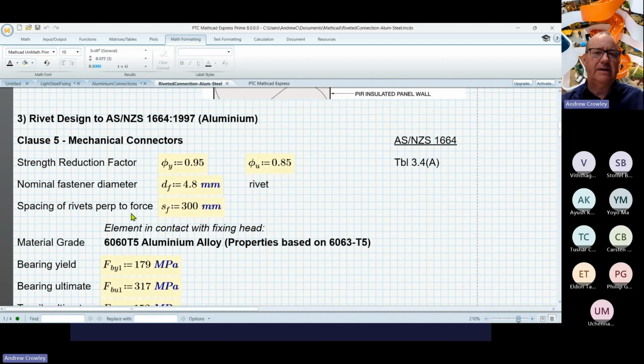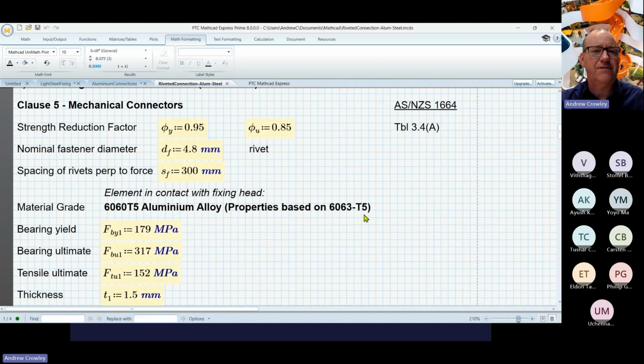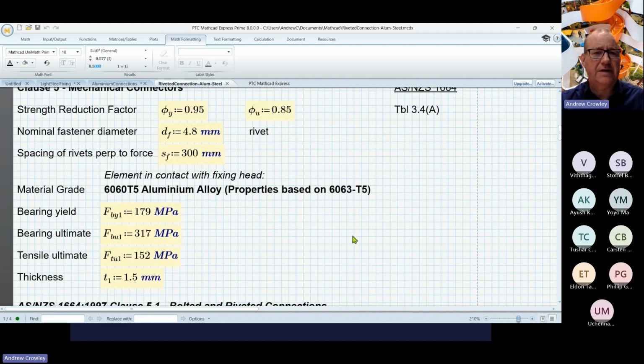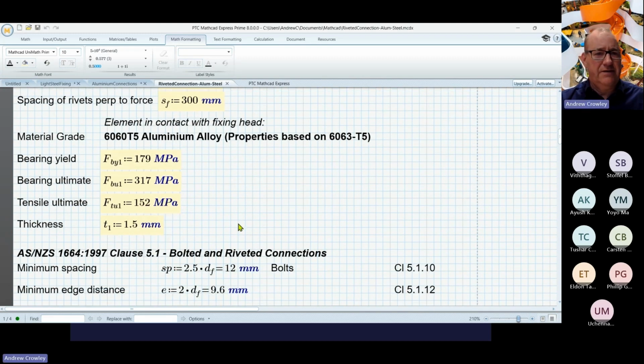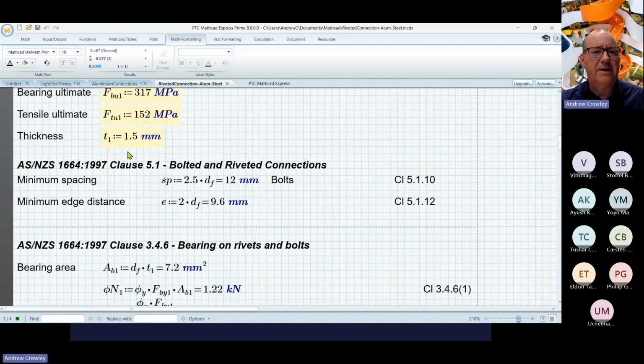So turning first to the aluminium, we're looking at mechanical connectors in clause 5. We pull out our strength reduction factors, put in our basic information like the diameter of the fastener and the spacing. This time is just for one of them. So one sheet, one element is aluminium, and here are the bearing and tensile strengths given by the code. So our angle in this case is 1.5 millimeters thick.